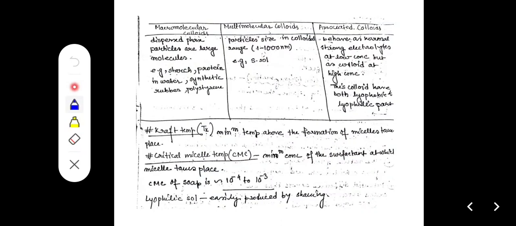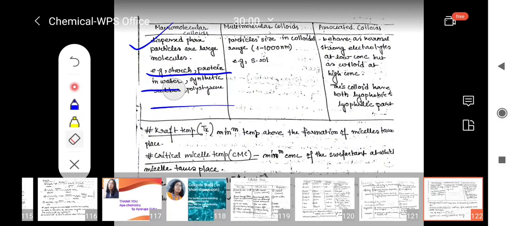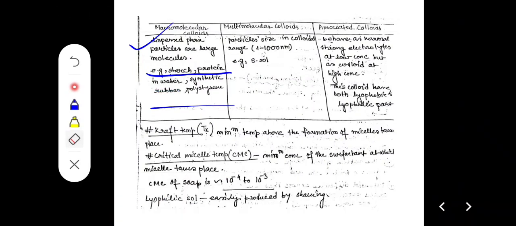There are macromolecular, multimolecular and associated colloids. First, macromolecular colloids: the dispersed phase particles are much larger, that's why we term them macro. Macro means larger, so the dispersed phase particles have larger dimensions. Examples are starch and protein in water, and synthetic rubber and polystyrene.